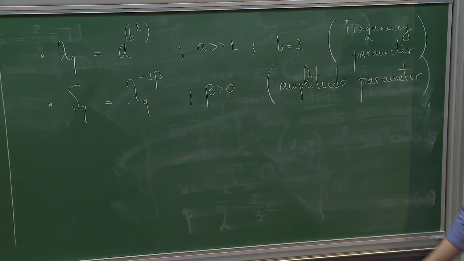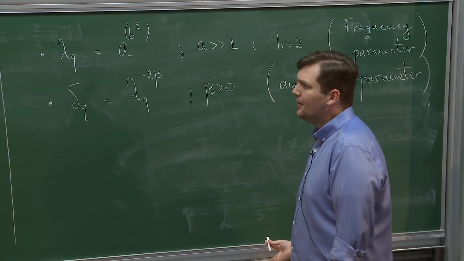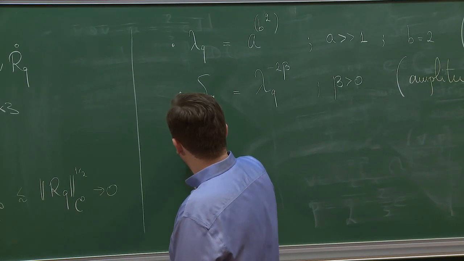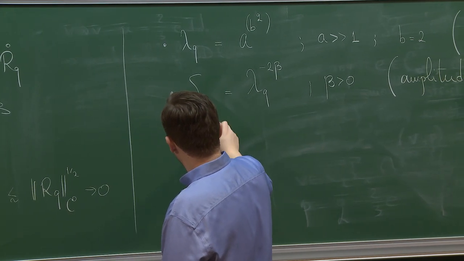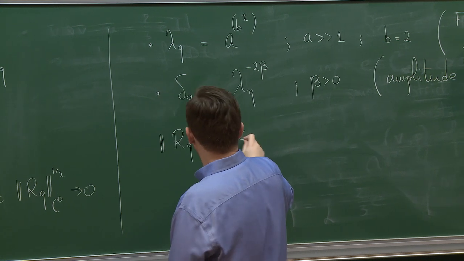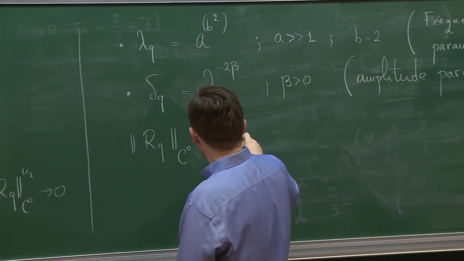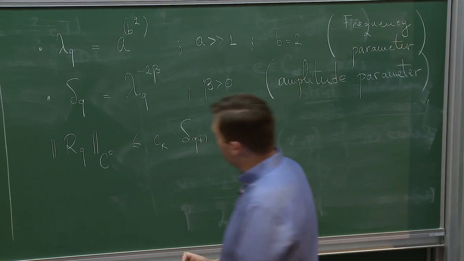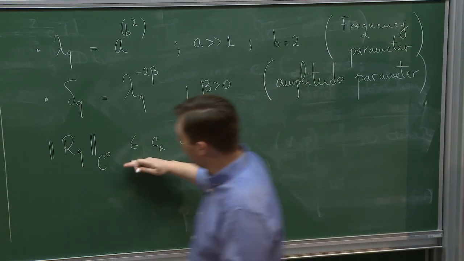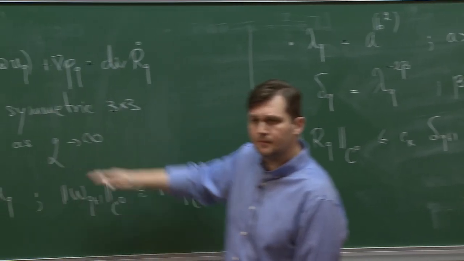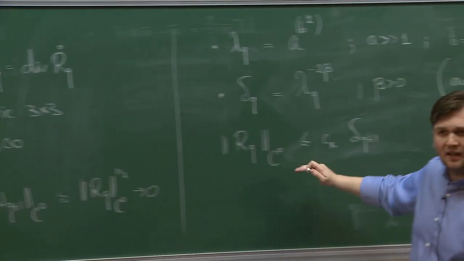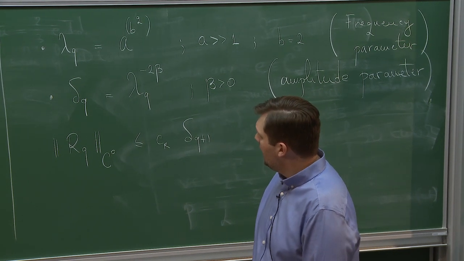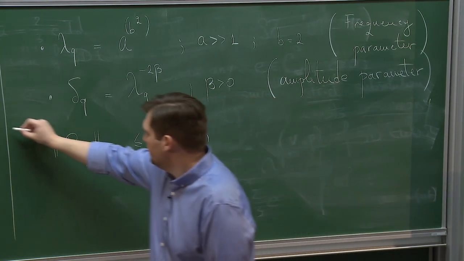So by this, I mean that part of my induction will be that the norm of R_q in C0 is going to be less than some tiny universal constant times delta_{q+1}. So this is how I'm going to quantify this. This is just a very precise way of quantifying the fact that it goes to 0.